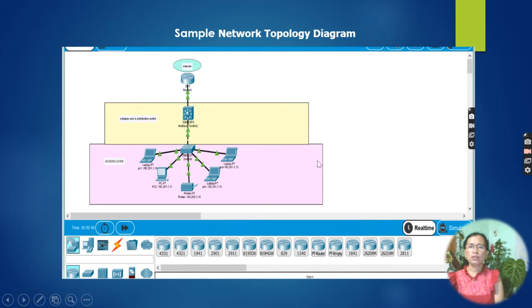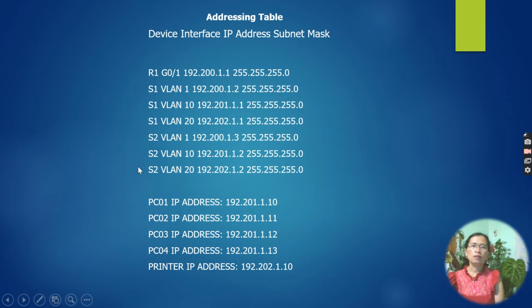This is the network topology diagram. Actually, this is the result of our previous activity for this topic. So these are the devices needed: the router and the switches, the PC or laptop, then the printer, the interfaces, and the subnet mask.